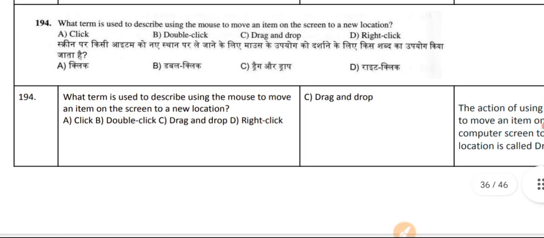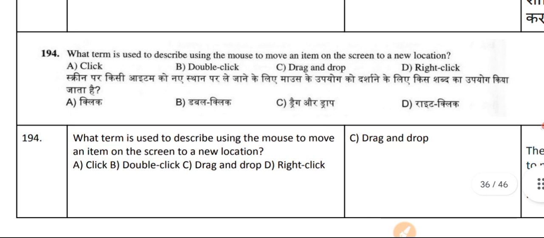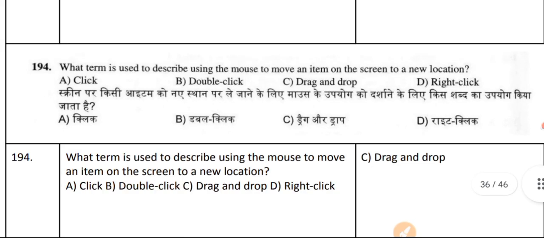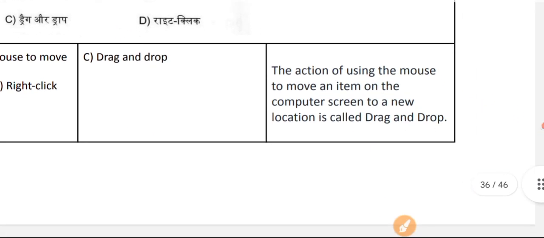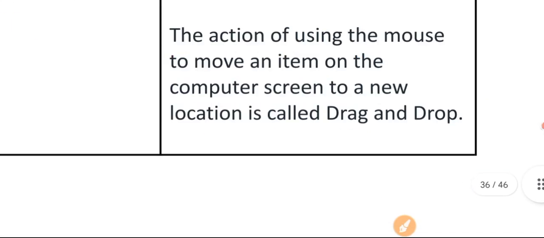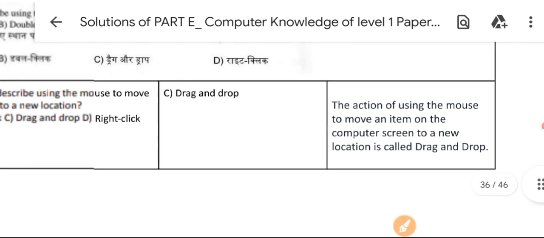Next thing: which term is used to describe using the mouse to move an item on the screen to a new location? Which term describes using a mouse to move an item on a screen to a new location? That is called drag and drop. Drag and drop. Okay, what is drag and drop? The activity of using a mouse to move an item on the computer screen to a new location is called drag and drop.